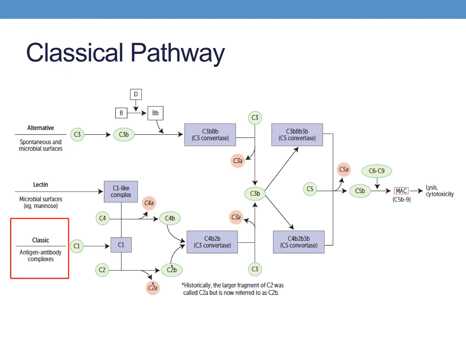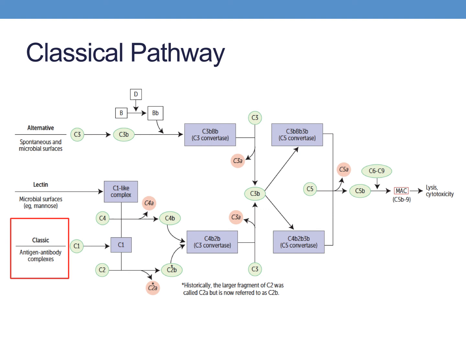Ironically, the classical pathway is the third and final of the three complement pathways, and it is unique in that its activation requires antibodies. Remember, it takes time for antibodies to form, therefore it makes sense that this would be the slowest pathway to be initiated. Also remember, IgM and IgG are the two types of antibodies that can activate complement.